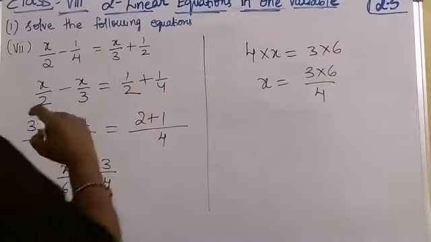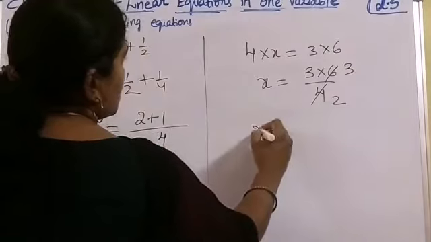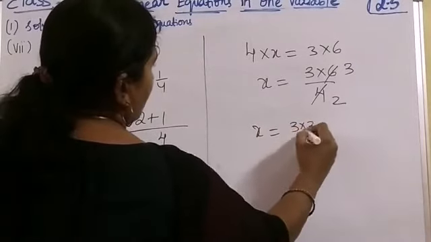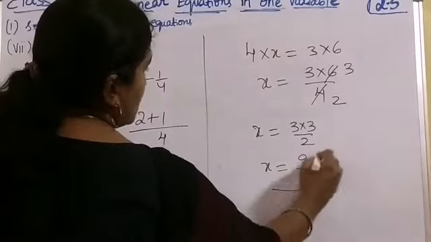Any cancellation possible? 2 table. 2 3s are 6, 2 2s are 4. So x equal to 3 into 3 by 2. That is x equal to 3 3s are 9. 9/2 is the answer.